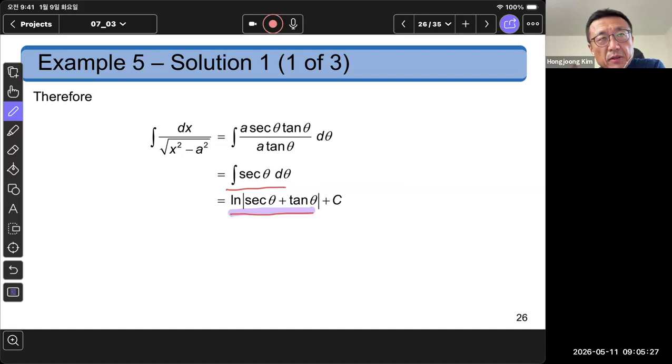Now, as I said, this is not the end of the calculation, because initially I gave a problem which requires the integration in the x variable. So I anticipate a certain expression in x, not theta. So I need to go back to my previous variable x from theta. How can I handle this?